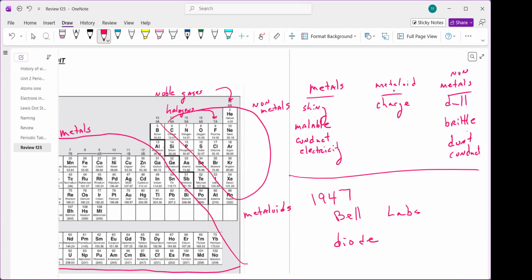I have a hat that one of my students got me. It says, metalloids are cool. I always forget to bring it at the right time.